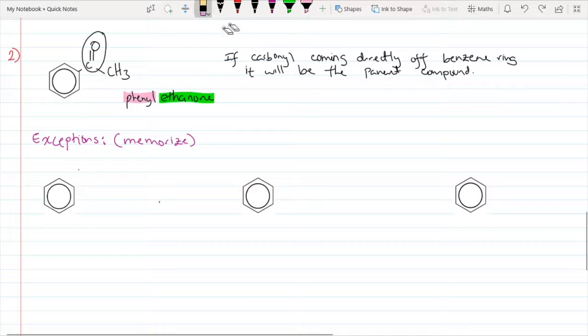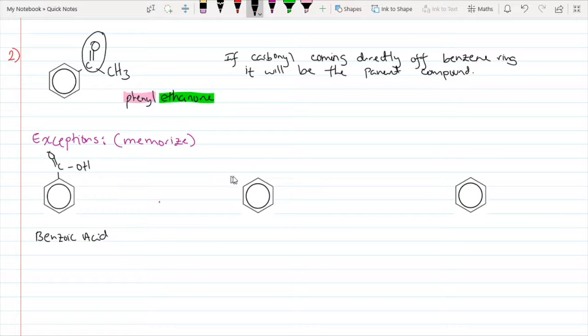There are some exceptions that we need to memorize, and these exceptions completely defy all the rules we have learned so far. Therefore we have to memorize them. The first exception is a carboxylic acid group attached to a benzene ring, and this would be called benzoic acid. Moving on to our second exception, we would have an aldehyde functional group, so C double bond O, hydrogen. This would be called benzaldehyde.